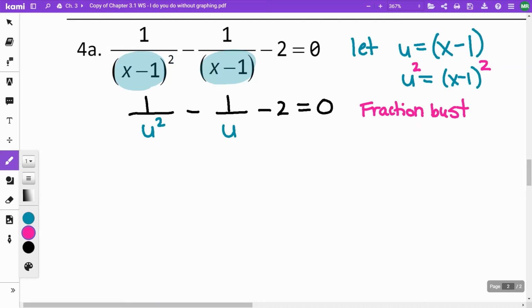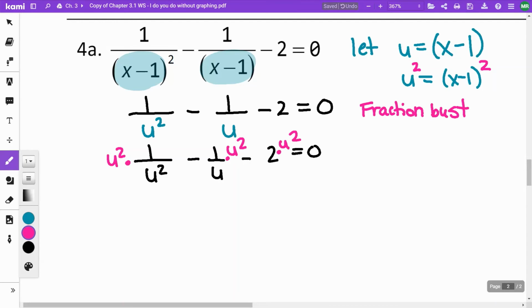Will a u get rid of u squared? I'm going to do u squared. So I'm going to multiply everything by u squared. I'm just going to rewrite the problem so that we see it here. Even my non-fractions, every term has to be multiplied by u squared.